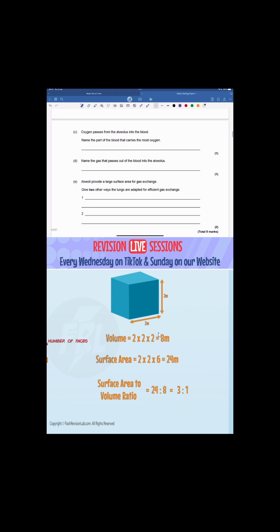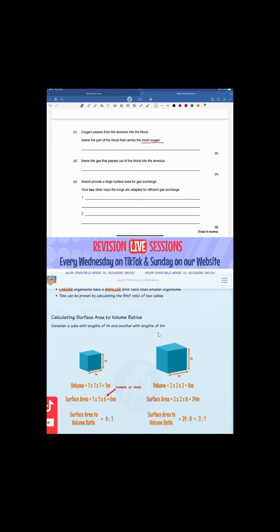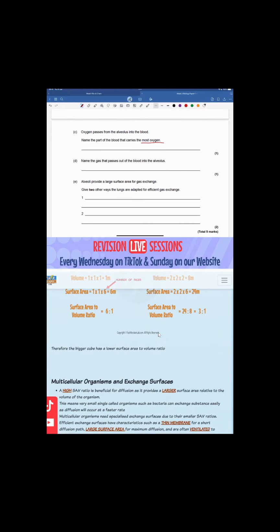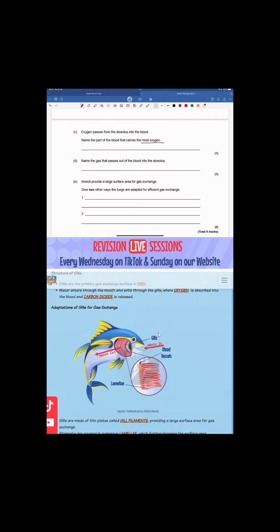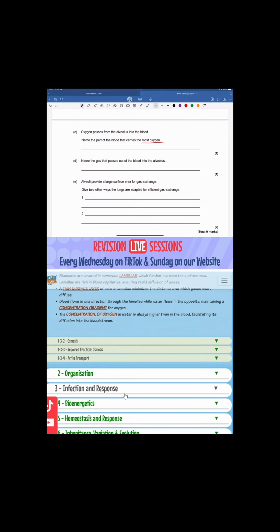So the question says, oxygen passes from the alveolus into the blood. Name the part of the blood that carries the most oxygen. Anyone know the answer to that? Let me get that up on the notes while you guys try and think about the answer for that. Which part of the blood, there's 4 parts to the blood, which part carries oxygen?